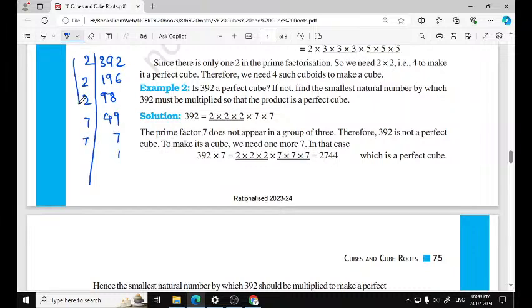Now prime factor 2 forms a triplet, but 7 does not form a triplet. So if we multiply 392 by 7, now the triplet is completed for prime factor 7. So 392 is not a perfect cube, but if we multiply 392 by 7, then it becomes a perfect cube.